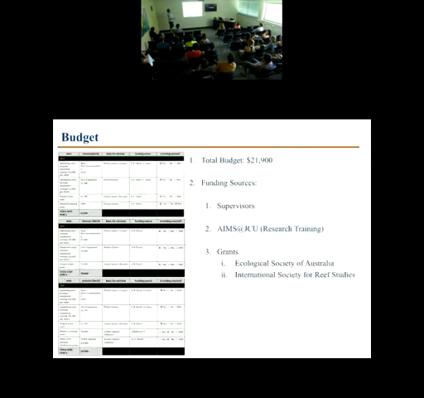I do have a budget. Total budget's looking at around 21,900. Clearly this is going to change quite a bit. Funding is going to come primarily through my supervisors. I'm an AIMS JCU student, so I can also apply for these research training grants.